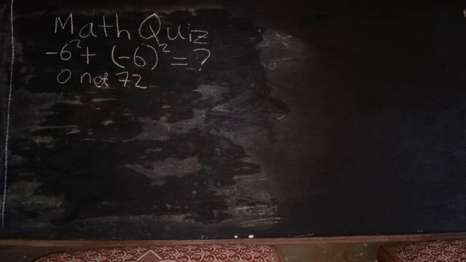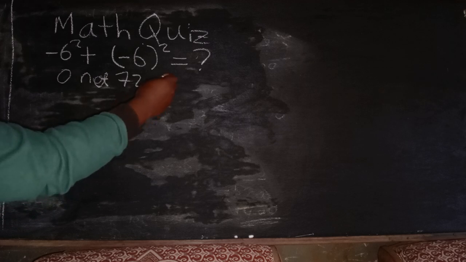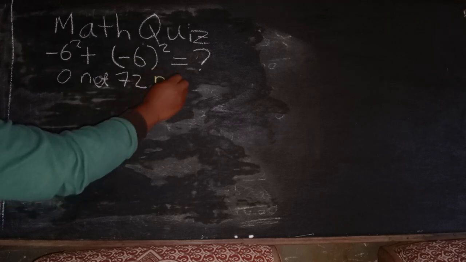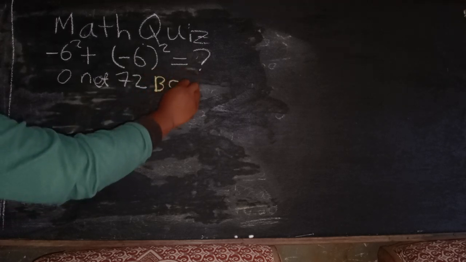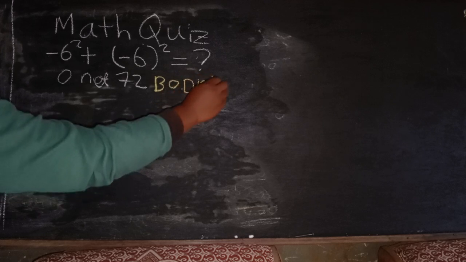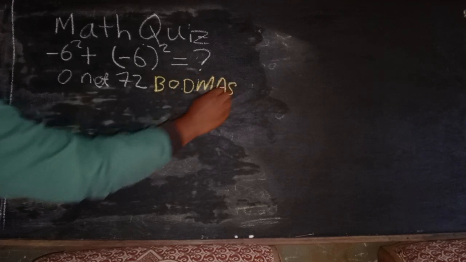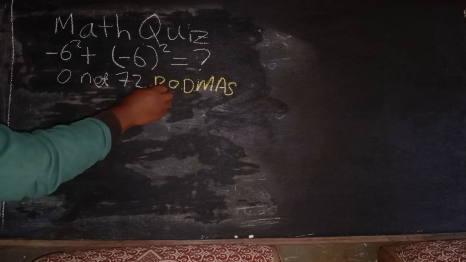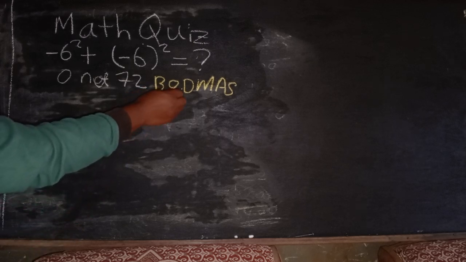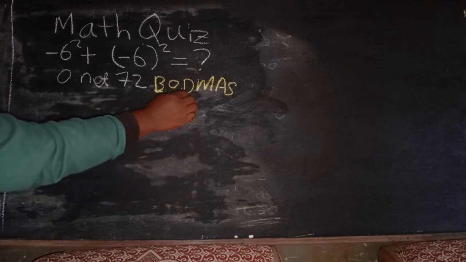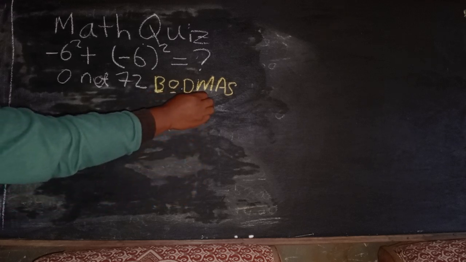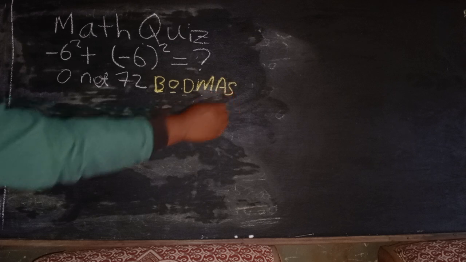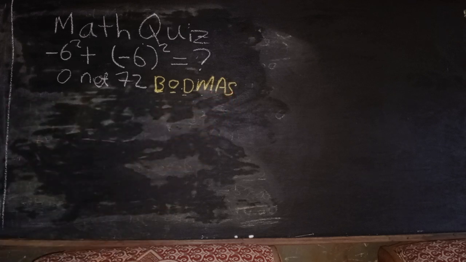Okay, for you to solve this kind of quiz and get the correct answer, we need to apply the law of BODMAS. Now, BODMAS stands for bracket, order of operation, division, multiplication, addition, and subtraction.